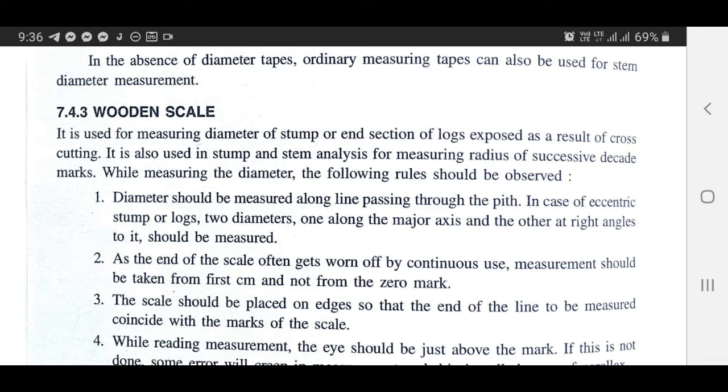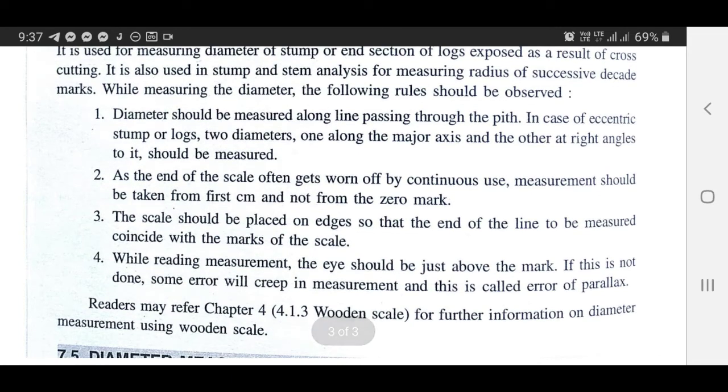In case of eccentric stump or logs, two diameters, one along the major axis and other at right angles to it, should be measured. As the end of the scale often gets worn off by continuous use, measurement should be taken from first centimeter and not from the zero mark. The scale should be placed on edges so that the end of the line to be measured coincide with the marks of the scale. While reading measurements, the eyes should be just above the mark. If this is not done, some error will creep in measurement, and this is called error of parallax.